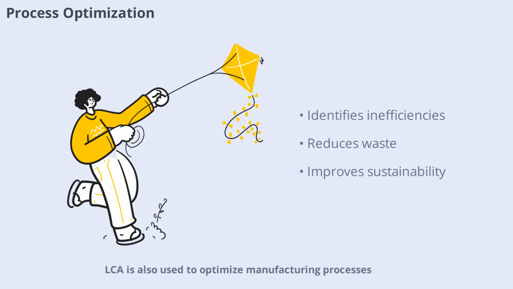LCA is also used to optimize manufacturing processes. By identifying inefficiencies and environmental hotspots, engineers can redesign processes to use less energy, generate less waste, and reduce emissions. Continuous improvement based on LCA findings leads to more sustainable operations over time.